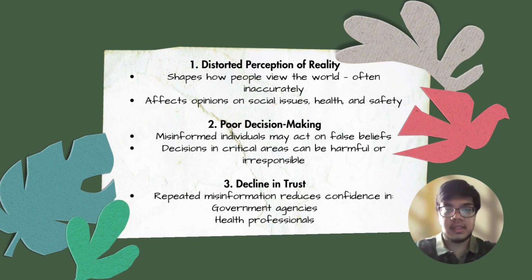A real life example is the COVID-19 pandemic, where false claims about vaccines, such as them causing infertility or being part of a government control plan, led many people to refuse vaccination. This results in higher infection rates and unnecessary deaths in some areas. People who believe these false claims make poor decisions that put themselves and others at risk.